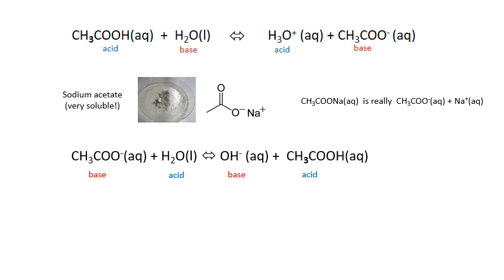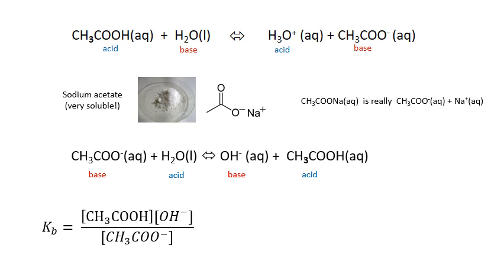We can also write Kb for this, just like we wrote Kb for ammonia. There it is. Products over reactants, OH minus and CH3COOH are the products, of course leaving out the water, and on the bottom you have CH3COO minus. Okay, so you write Kb just in the same way as before. Now, we'd like to go ahead and do a problem where we calculate the pH of a solution of sodium acetate, and that would be a base problem.